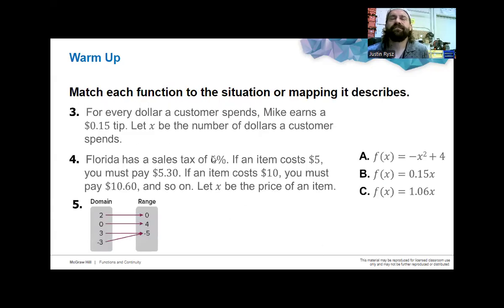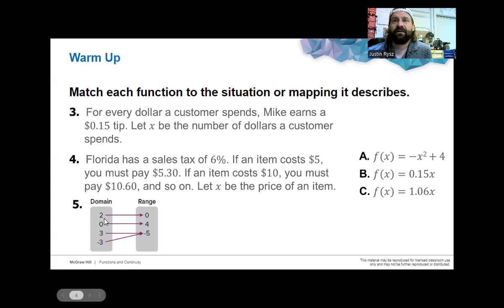We got a couple more here just to warm up. We're going to make a function for each situation and then describe the mapping that it describes. First one: for every dollar a customer spends, Mike earns a 15-cent tip. Let x be the number of dollars a customer spends. Next, Florida has a sales tax of 6%. If an item costs $5, you must pay $5.30. If an item costs $10, you must pay $10.60, and so on. Let x represent the price of an item.